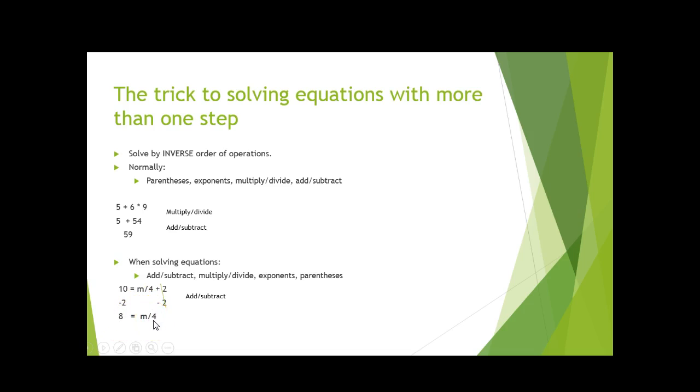Rewrite the equation. Then you're going to get rid of the 4. So you went from here to multiplying and dividing. To get rid of the 4, the opposite of division is times. So you cross those out. You got 32 equals m. So m is 32. Basically the question was 10 is what number divided by 4 plus 2? The answer is 32, because 32 divided by 4 is 8, plus 2 is 10.